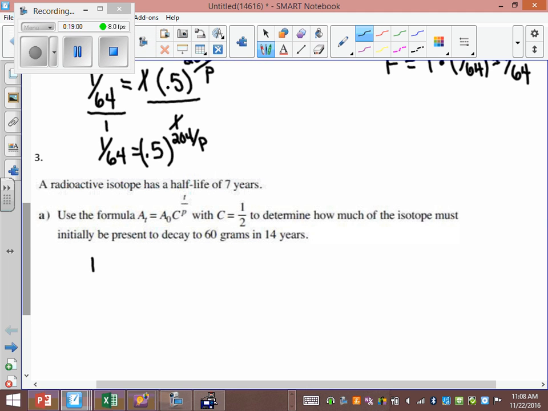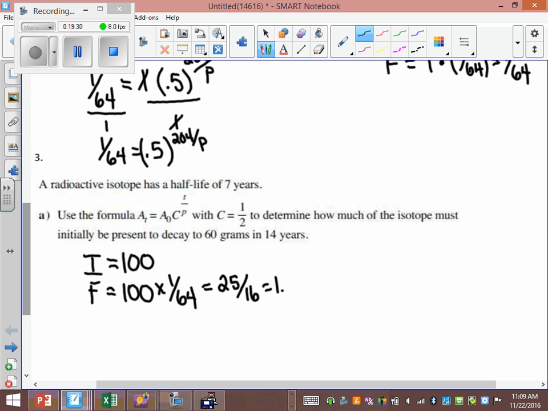Say I picked my initial to be 100 instead. Okay? Then I pick my final to be 1/64 of that. So times that by 1/64. What's 100 times 1/64? It's going to be 25/16, let's say, or 1.5625. We're not writing, we're just paying attention so that we catch what I'm saying.